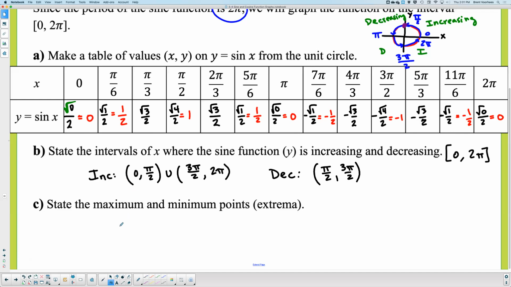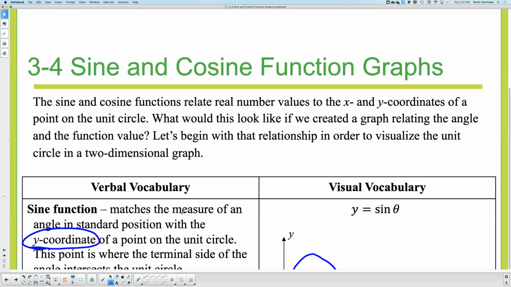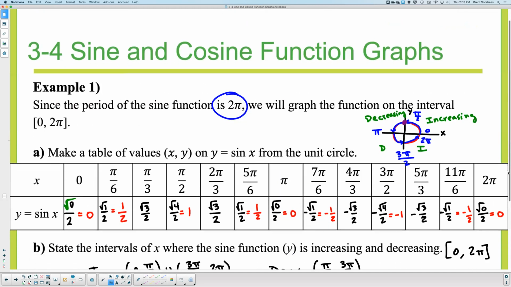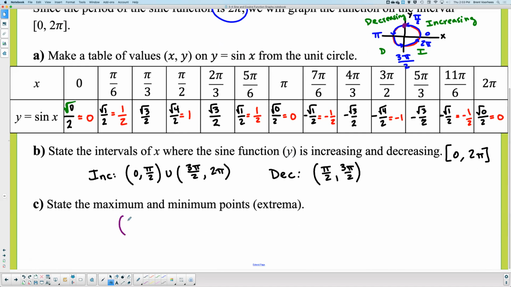Okay, now when we start talking about maximums and minimums, the theta becomes the independent x. Remember how I said that over here? That when we graph, the theta becomes the independent variable, so that goes in as the x. The maximum would be, I would have an x value of pi over 2. That's the angle that produced the maximum. And how high were we at pi over 2? You can look on here. 1. That's the maximum.